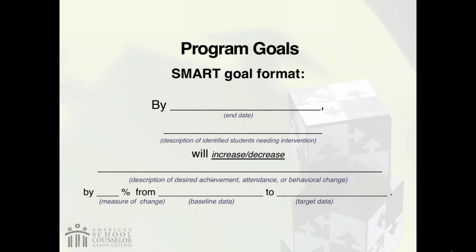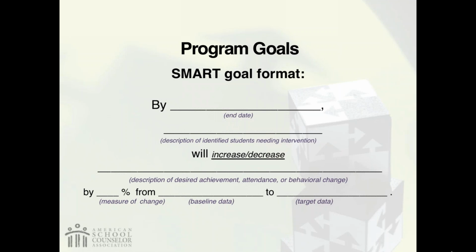And you're going to describe on the next very long blank, what is it that you hope that they will increase or decrease or whatever it is. Are they going to reduce the number of absences? Are they going to reduce the number of unexcused absences? Are you going to move students from a proficient level to an exemplary level on a state test? Are you going to increase GPAs of a particular population? Be very descriptive on that line.